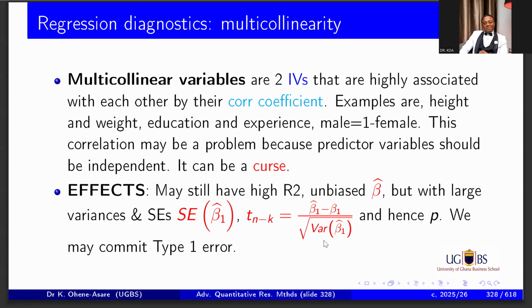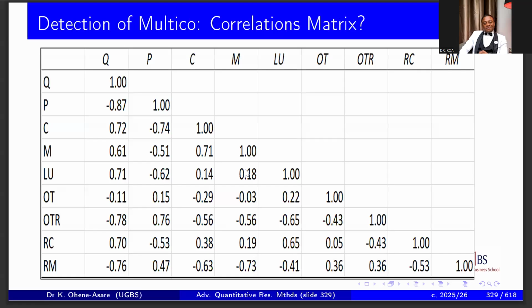So if you have a problem with the variances, you will have a problem with the standard error. And if you have a problem with the standard error, you will have a problem with the T value or the T statistic, which will then affect the P value. And that's why it's important to not joke with multicollinearity.